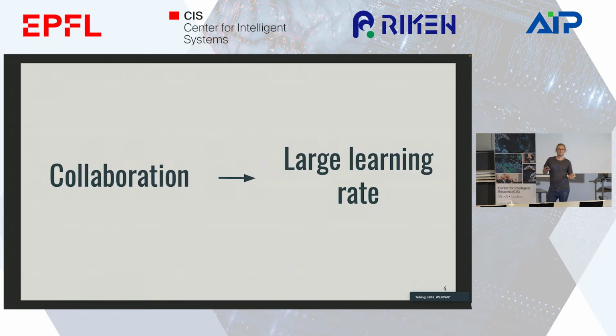And what I claim in this case is that by collaborating, it allows the nodes to have a larger learning rate. The fact that there are several hospitals and not just one, in terms of optimization, allows them to take larger learning rates because there's less variance, and so to go faster, to optimize the function faster.